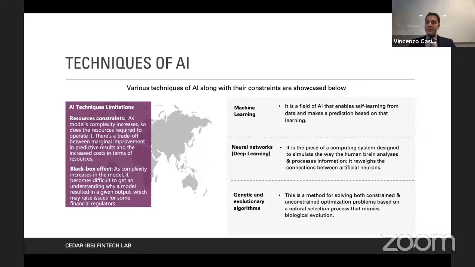Then we go to the third and final one, and hopefully everyone has not fallen asleep. The third point is genetic and evolutionary algorithms. So genetic and evolutionary algorithms apply the principles of evolution found in nature. So there are different models created, and only those that produce the best results survive.